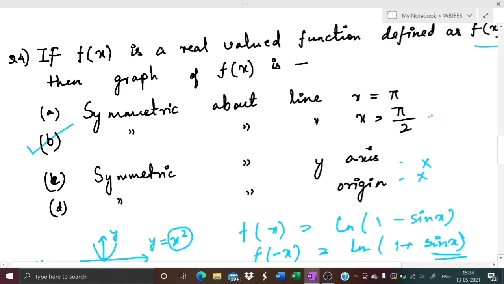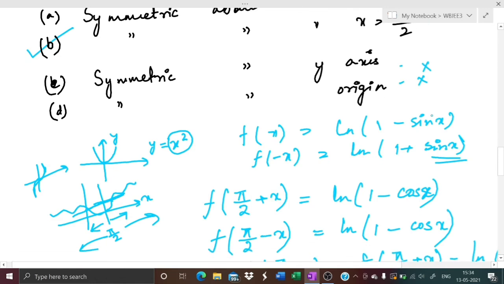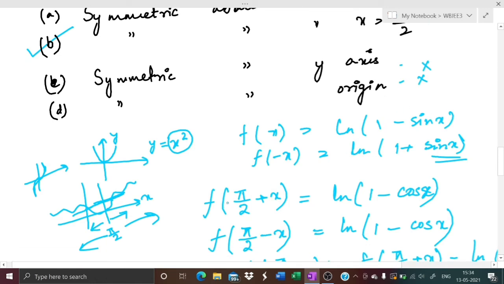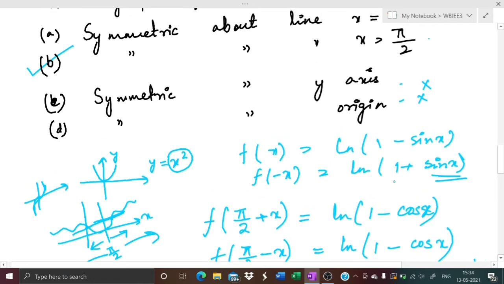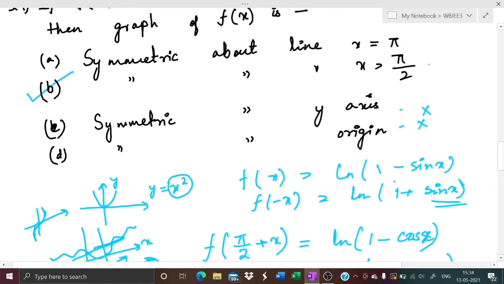If you take pi also, you can check that f of x plus pi and f of pi minus x will give different values. One will be ln(1 minus sin x) and one will be ln(1 plus sin x). So it is also not the same, so it won't be symmetric about the line x equals pi. Okay, so like this we just eliminate the options and we get option B as the correct option.